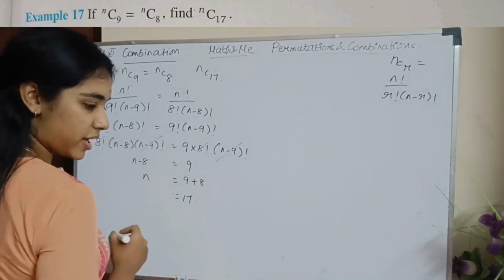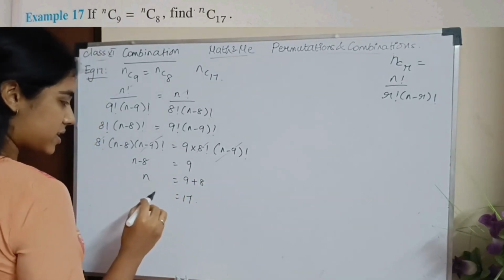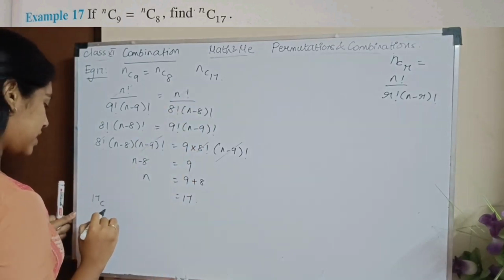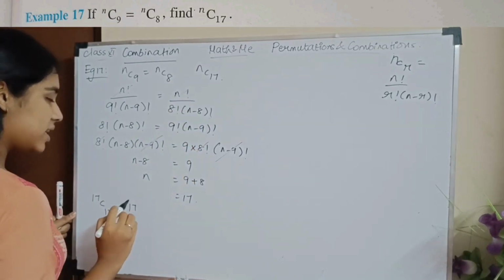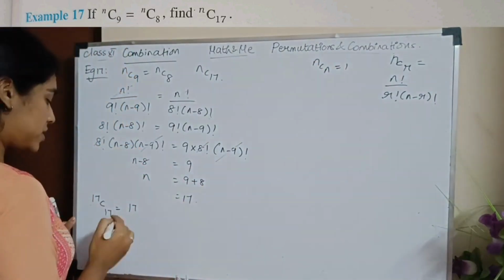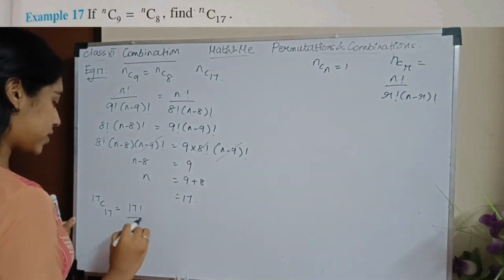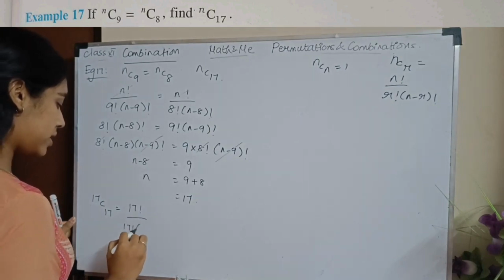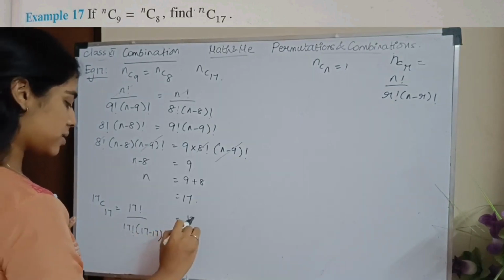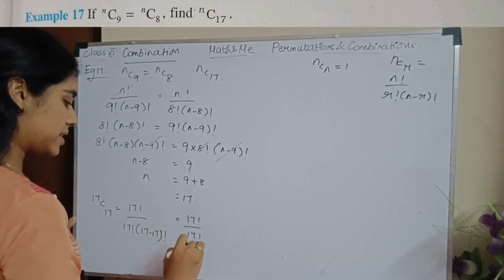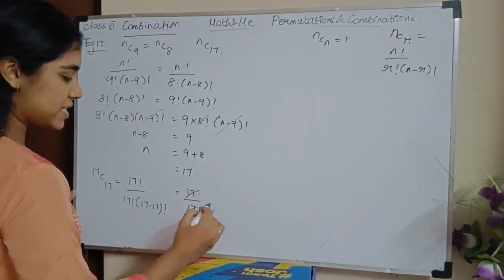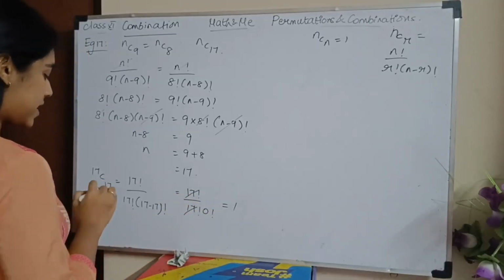Okay. So this is the value of n. Now they are asking you to find NC17. So it will be 17C17, which is NCN, which is 1. But we'll just do it. 17 factorial divided by 17 factorial times 17 minus 17 the whole factorial. So this will be 17 factorial divided by 17 factorial times 0 factorial. 0 factorial is 1. 17 cancels, giving 1. Okay. So NCN is 1.